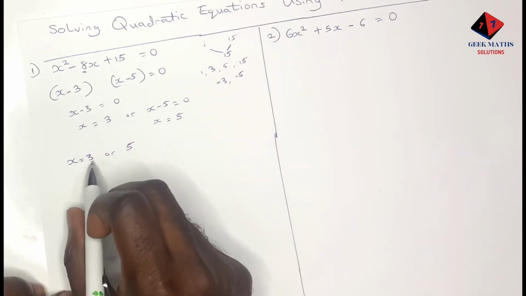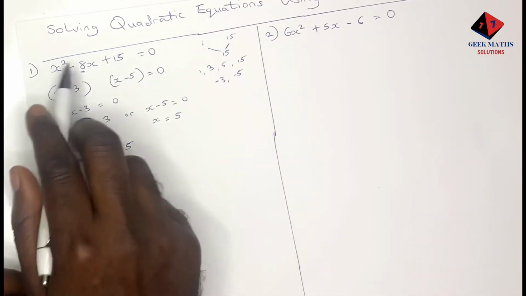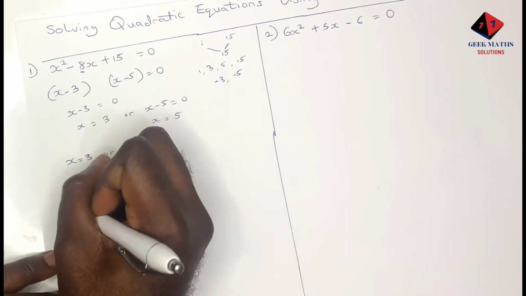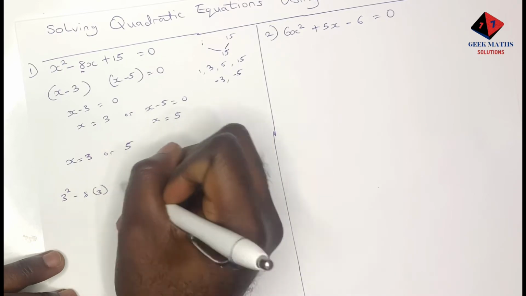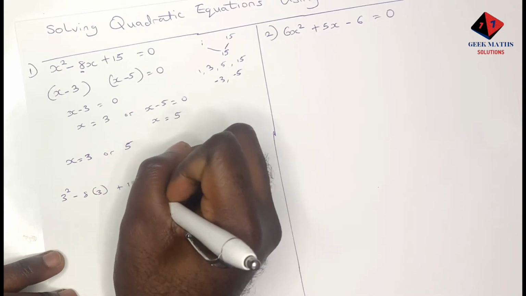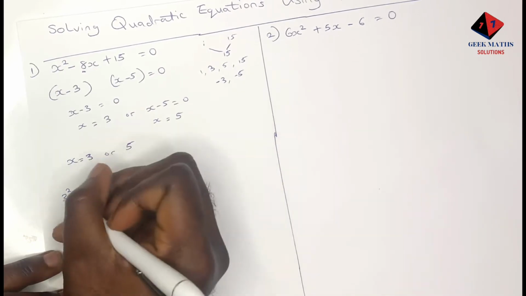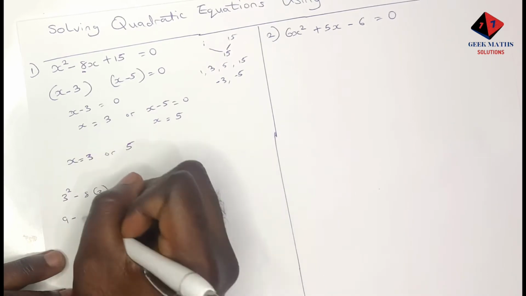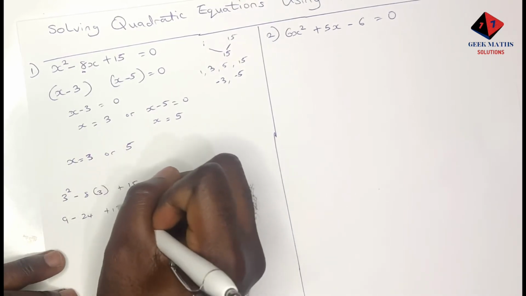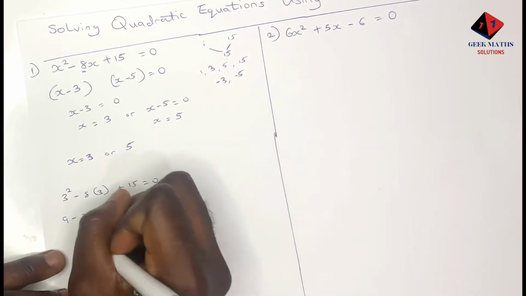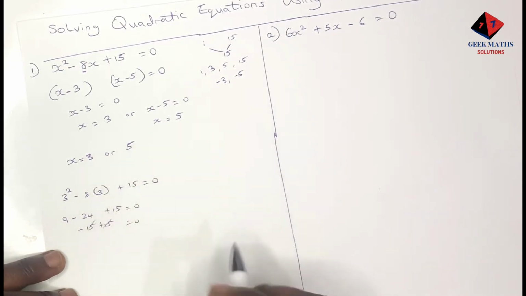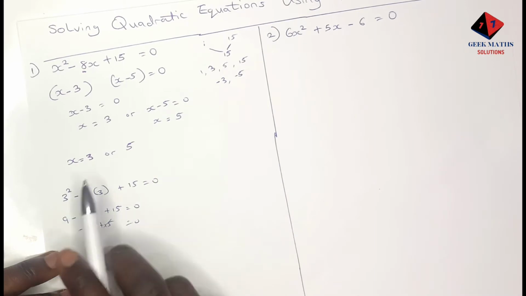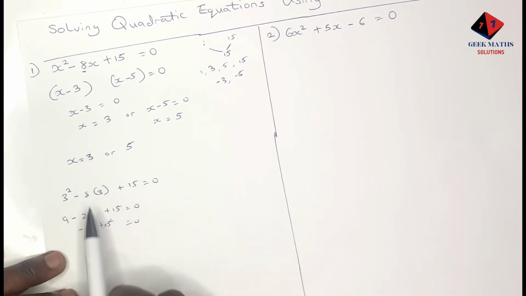So for the first one, 3: x squared minus 8x plus 15 will be 3 squared minus 8 times 3 plus 15 is equal to 0. 3 squared is 9, minus 24, plus 15. So minus 15 plus 15 is equal to 0. So this is one of the answers of x, and you see it corresponds with the equation.